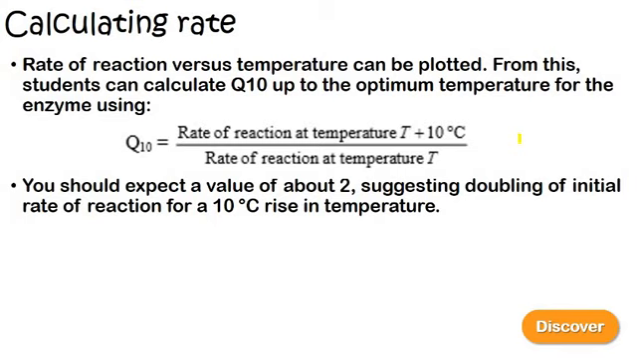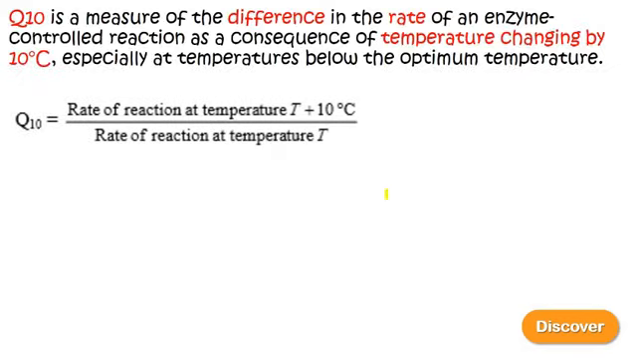Usually we expect a Q10 value of about 2, and that tells us that the rate of reaction doubles in a 10-degree rise in temperature. The actual definition of Q10 is that it is a measure of the difference in the rate of an enzyme-controlled reaction as a consequence of temperature changing by 10 degrees. And this is mostly true for temperatures below optimum temperature. And I'll show you an example.